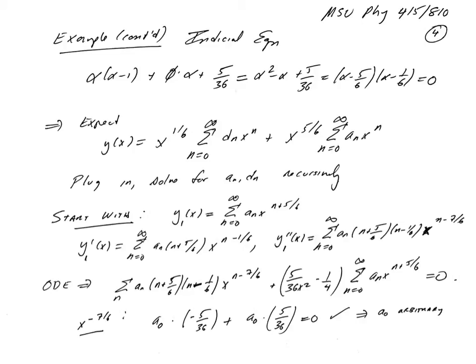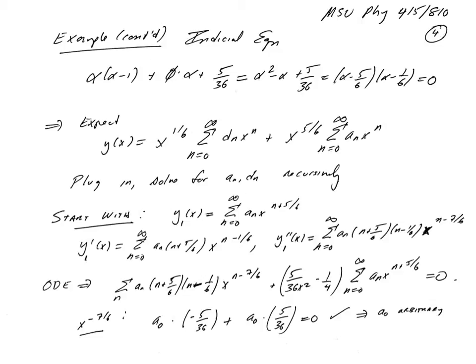So we expect we're going to have two power series solutions that solve this ordinary differential equation, one of the form x to the 1/6 times a power series expansion, with coefficients I've called dn, and another of the form x to the 5/6 times a power series expansion with coefficients I've called an. We now plug this into the equation to see if we can solve for these unknown coefficients an and dn. Since this is a linear equation, I can do each of these independently.